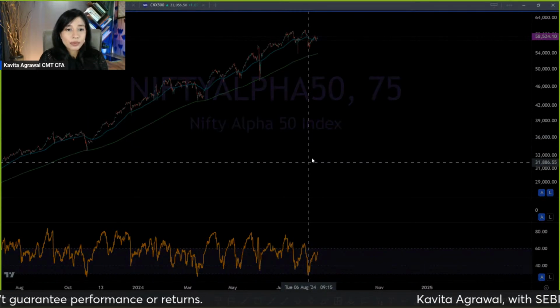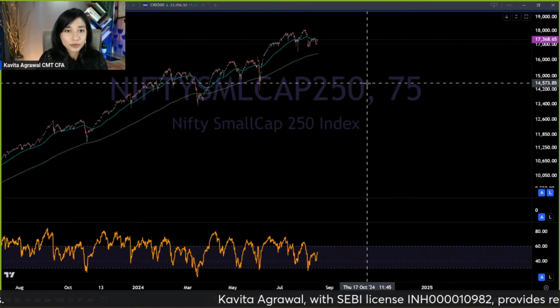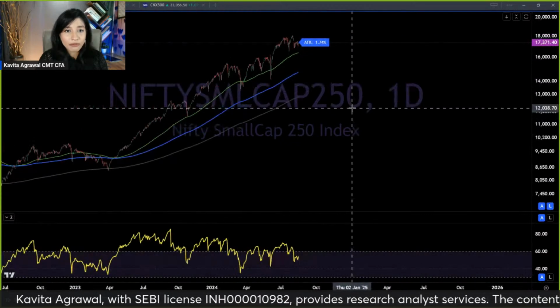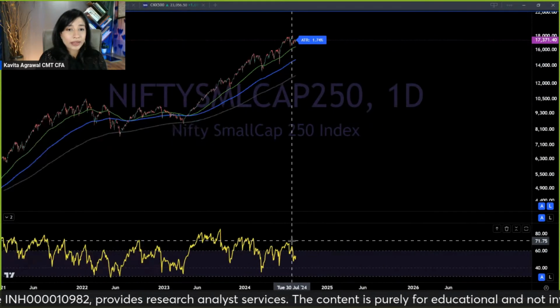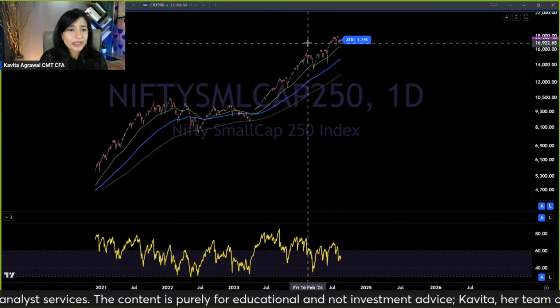We'll move forward from the Alpha 50. Okay, let's take a look at the small cap 250 index. Very, very volatile index. Honestly, I am not a big fan. And I think it can give a little bit more correction. The momentum seems to be slowing down, and this entire rally has been stretched out.